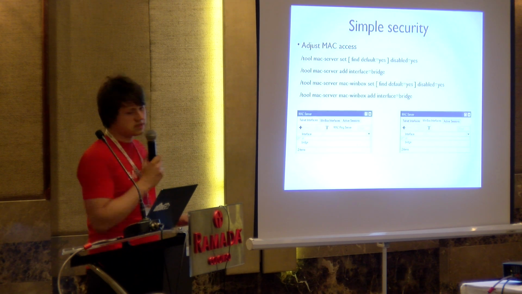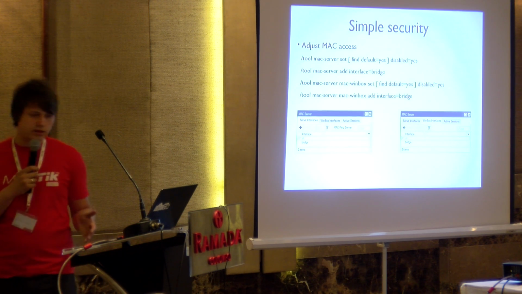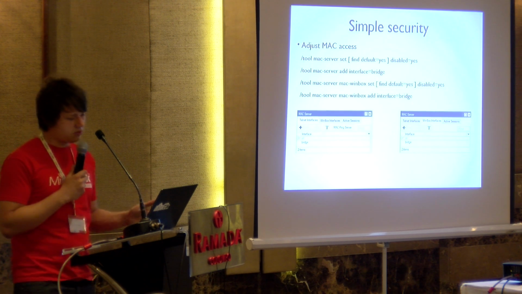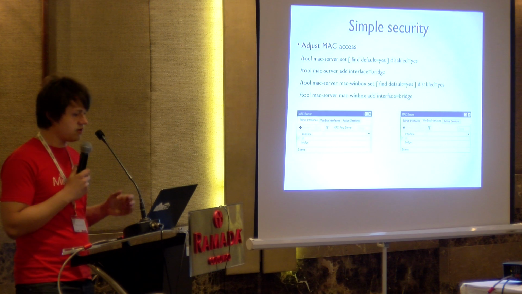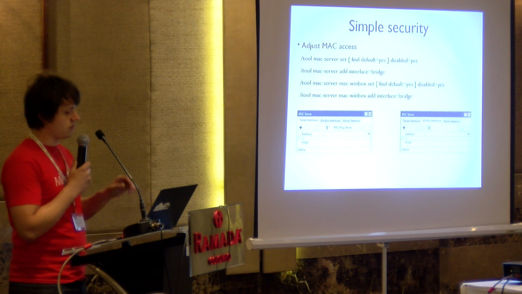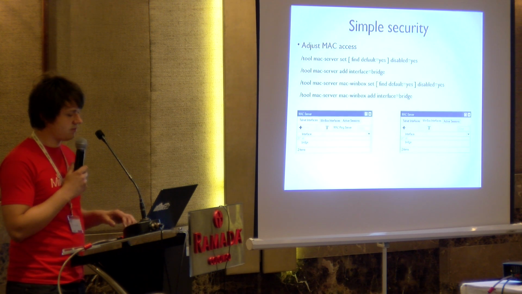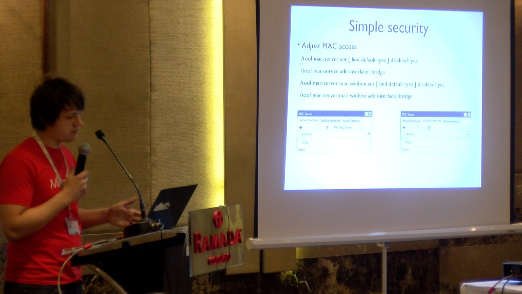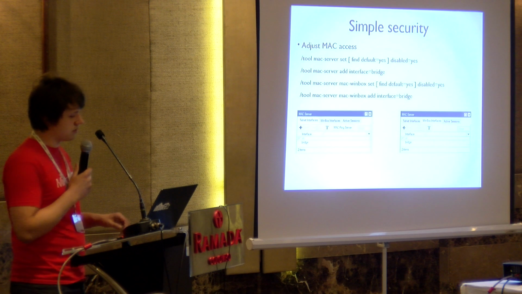But if this is available from the public interface, somebody can again try to get inside your router. So what you have to do is add only the interfaces from the LAN side and disable any other interfaces that go to the public network.